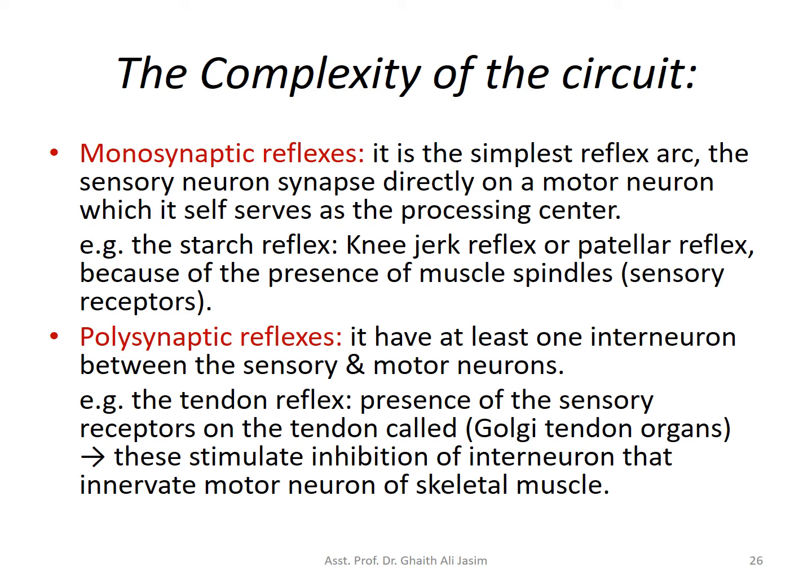The other type, the polysynaptic reflexes, have at least one interneuron between the sensory and motor neurons. For example, the tendon reflex, with the presence of a sensory receptor on the tendon called Golgi tendon organs. These stimulate inhibition of interneurons that innervate motor neurons of the skeletal muscle.